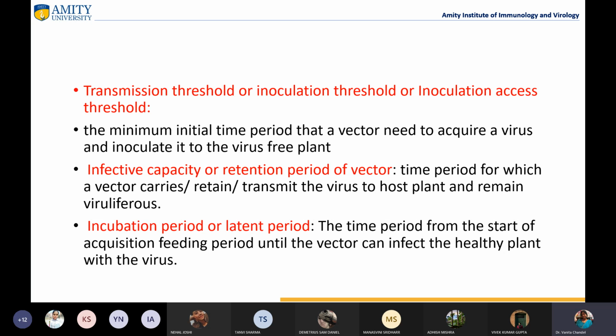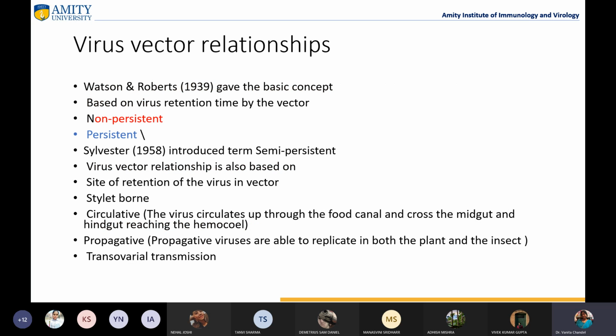Infective capacity or retention period of the vector: the time period for which a vector carries, retains and transmits the virus to the host plant and it remains virulent. Incubation period or a latent period: this is the time period from the start of the acquisition feeding period until the vector can infect the healthy plant with the virus. So these are the different terms that we are using further also.